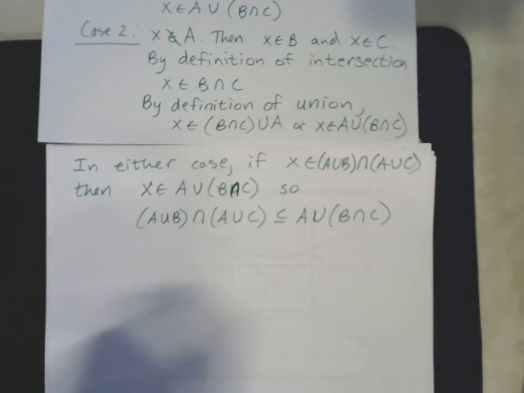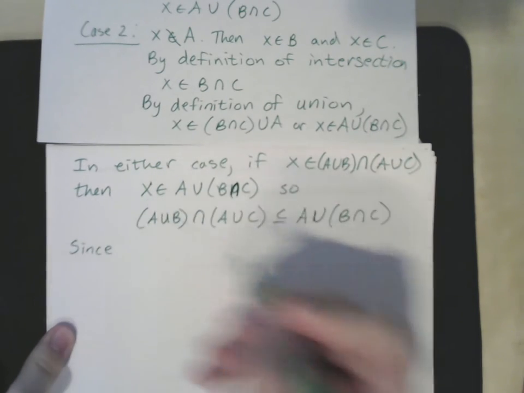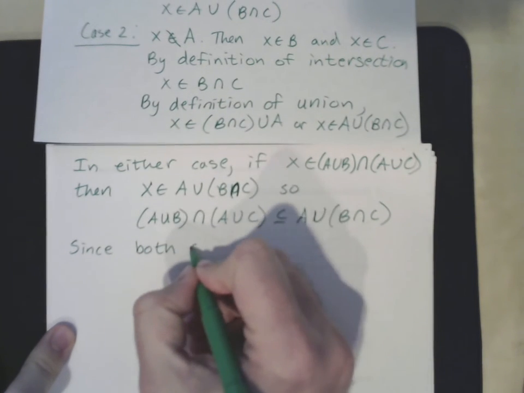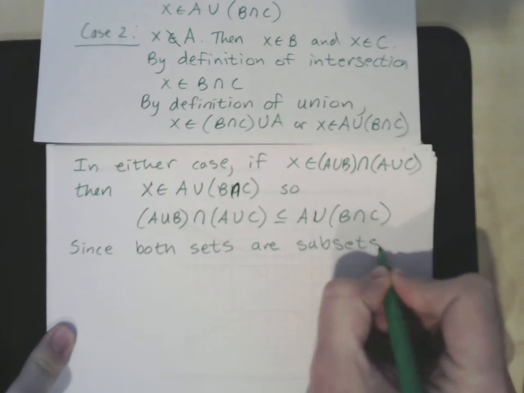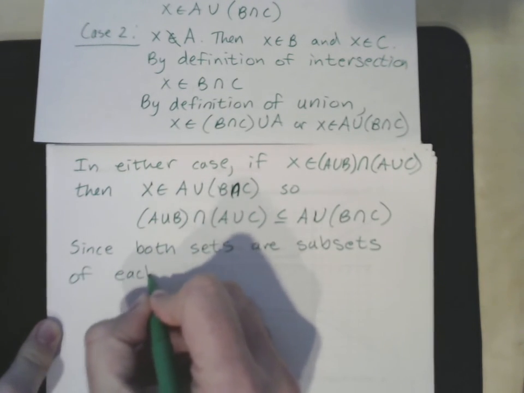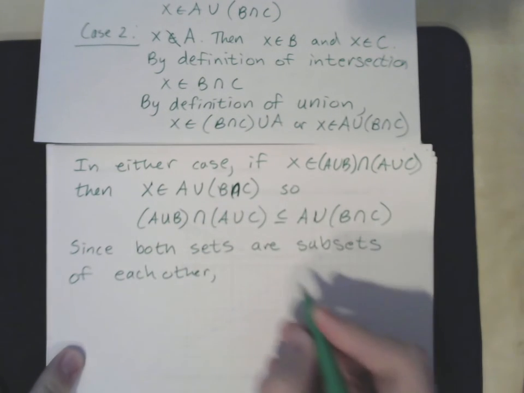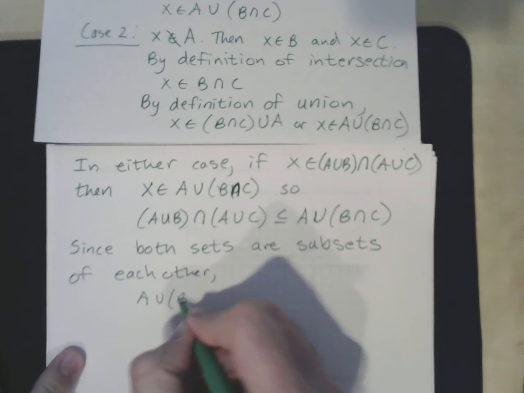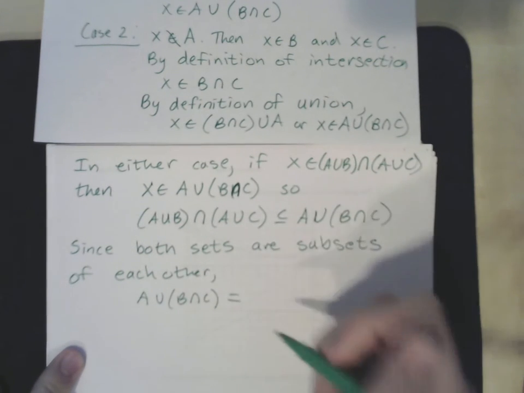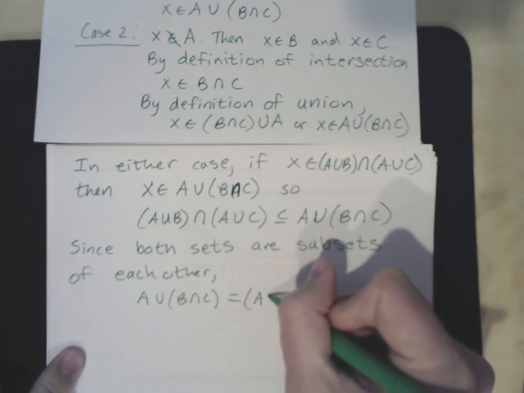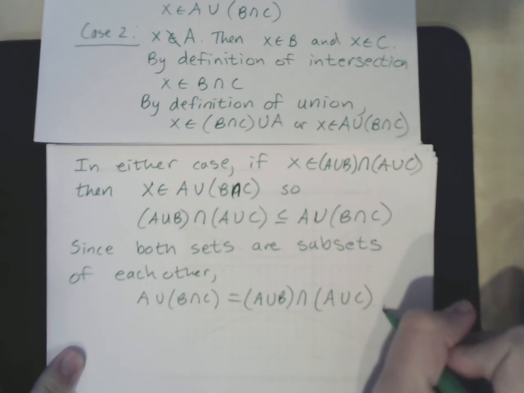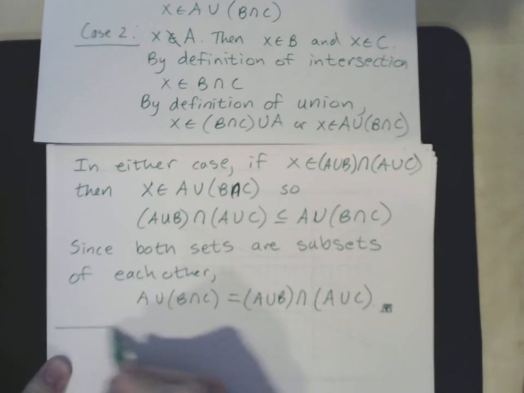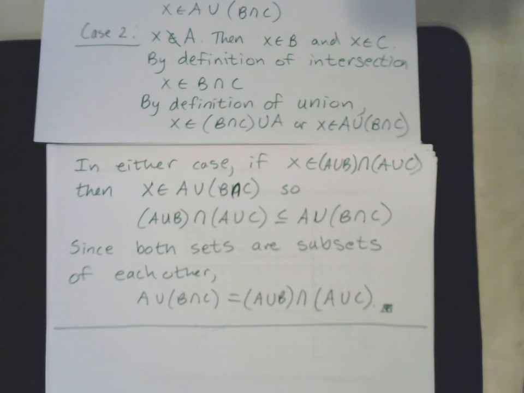So since both sets are subsets of each other, A union B intersect C will equal A union B intersect A union C. And we have our proof.